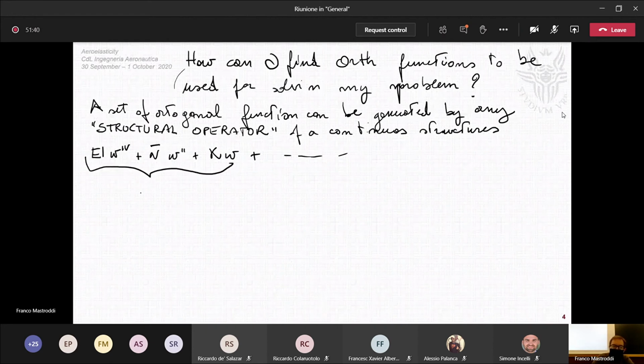can be symbolically described like L structure operator as applied to W. And so the structure operator is the following, a differential operator composed by a first part with this fourth derivative in space multiplied by EI, this N multiplied by the second derivative, and then K multiplied by W. So the structure operator is essentially the operator giving to you the conservative portion of the elastic force imbalance. You have here all elastic force involved in your problem.